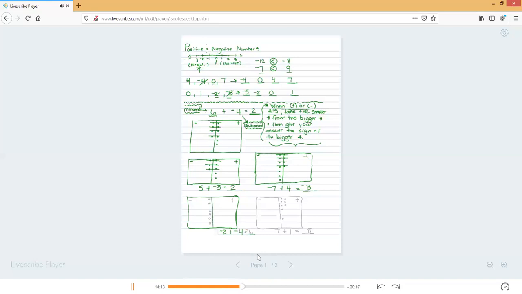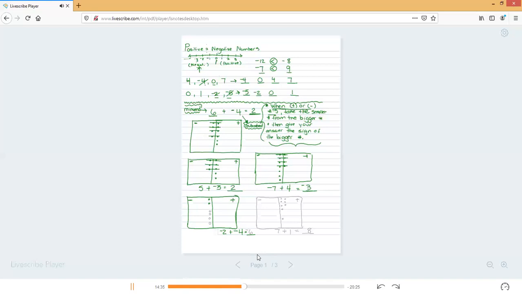I'm going to draw my algebra mat, negative on the left side, positive on the right side. So first thing I do, now this one is a bit different, so let's pay attention. It says write down my first number, which is the minuend. It's a negative 2. I made negative 2. But now I have to add negative 4.